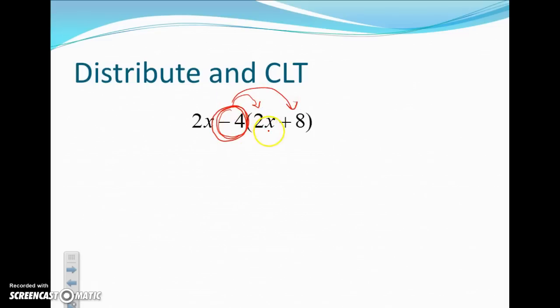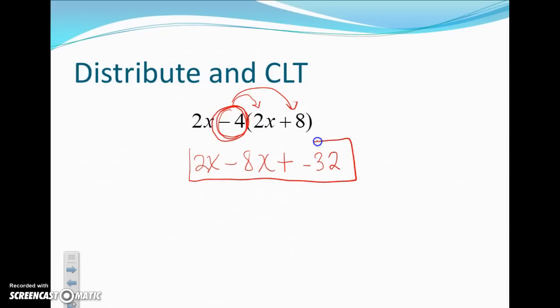So, negative 4 times 2x will give you negative 8x. And then, plus, bring down. Negative 4 times 8 is negative 32. Now, we have only 2x, so we have to bring that down. Almost done. We have to box it up to combine like terms. First term, 2x, negative 8x, plus negative 32. So, 2x minus 8x will give you negative 6x. And then, bring down minus 32.